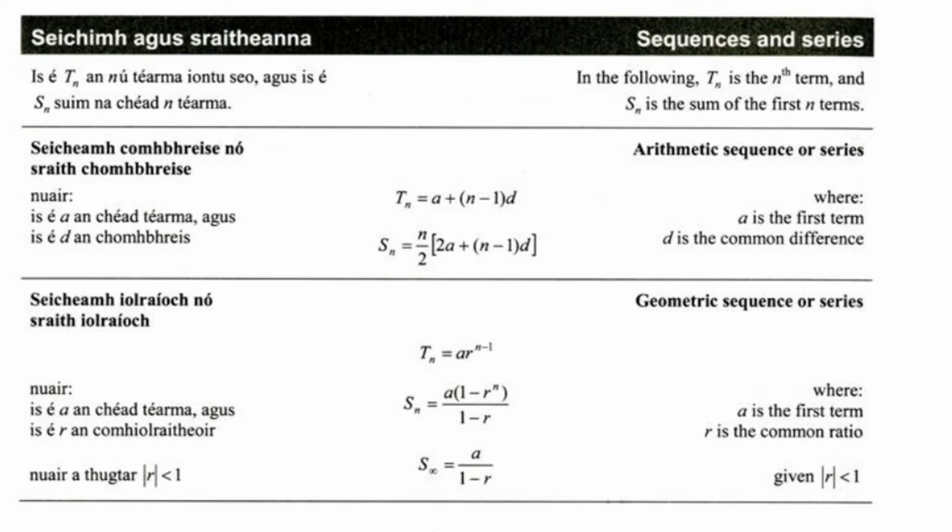So the next method we're going to look at is going to be using something from your log tables. So here is the sequences and series page. On the sequences and series page, we're dealing with the arithmetic sequence up here, and we're looking at this formula for Tn. So Tn equals a plus n minus 1 times d, where a is the first term and d is the common difference. And they've also given us up here that Tn is the nth term.